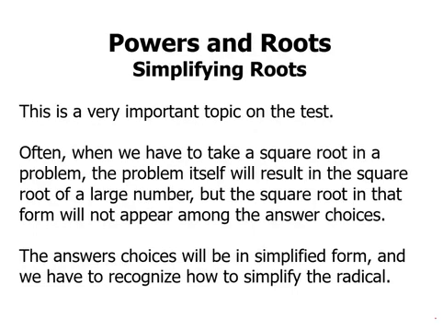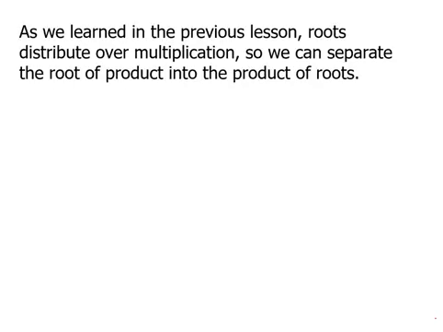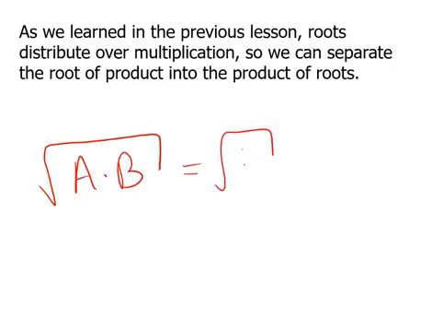So if we have something large like square root of 75, how do we simplify that and write it in a form that would appear in the answers? So that's what we're going to talk about here. As we learned in the previous lessons, roots distribute over multiplication, so we can separate a root of products into a product of roots. So if I have a product under the root, I can separate that into the square root of the first one times the square root of the second one.